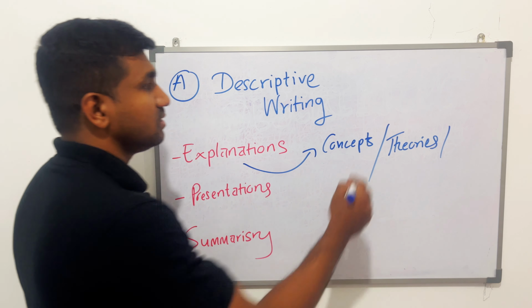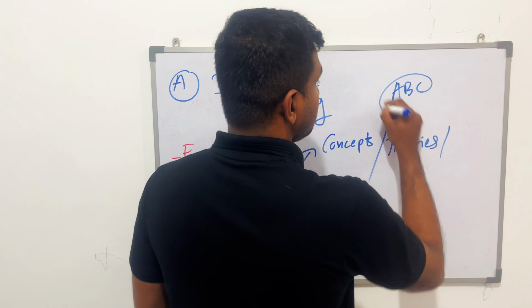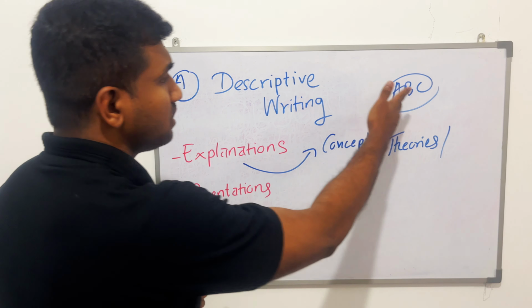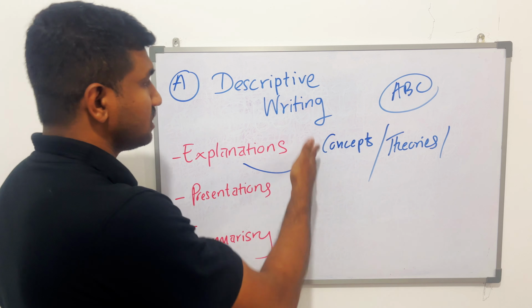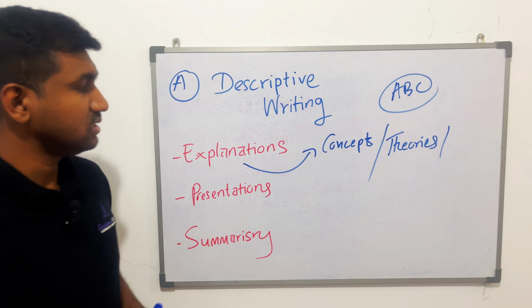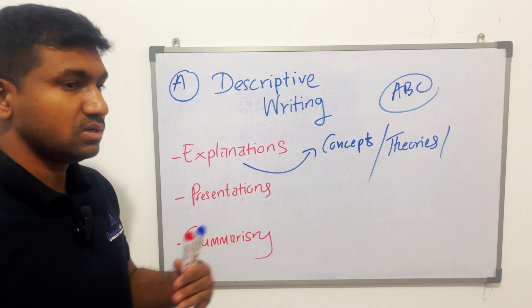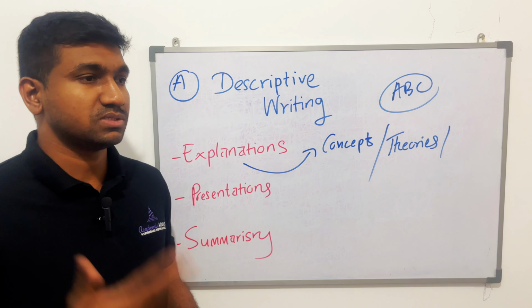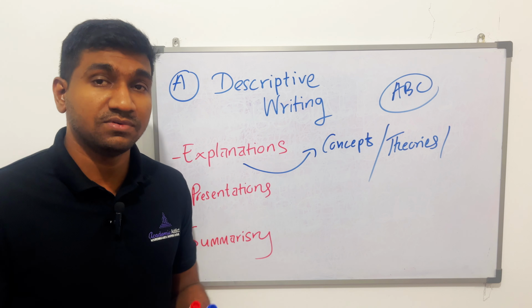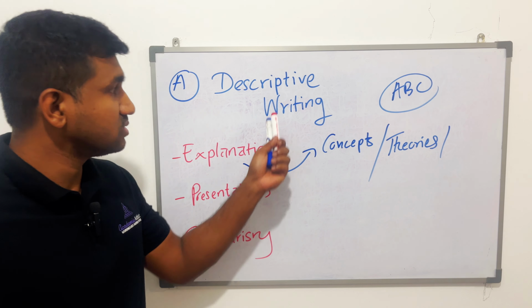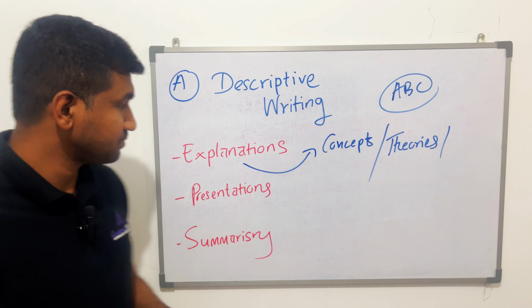So let's say you have a theory called ABC and you're explaining that theory with citations and all that. So these explanations come under descriptive writing. Most of the descriptive writing comes under explanations because you're explaining these theories. Maybe you're explaining about the company, even the application, that goes as explanation. That is also part of descriptive writing.